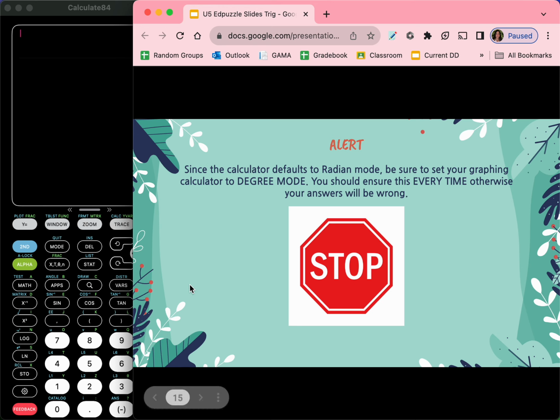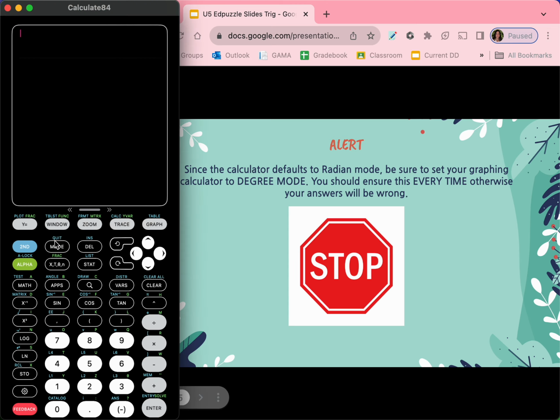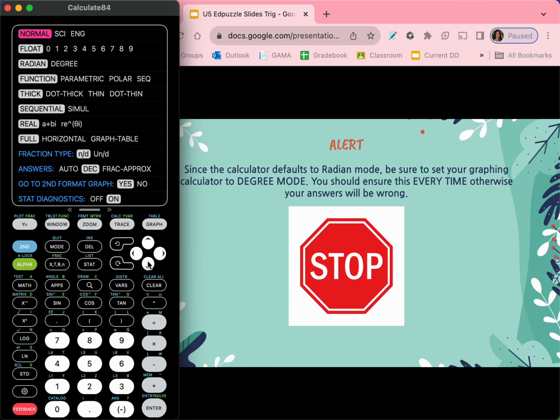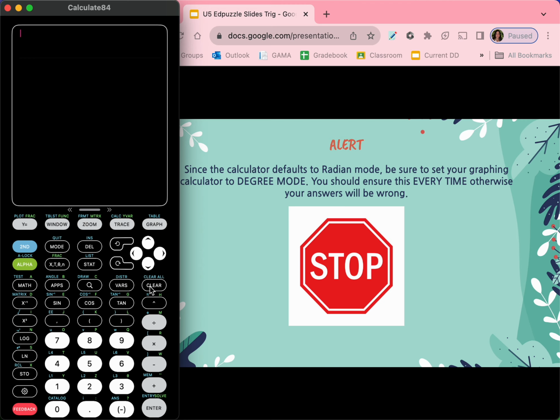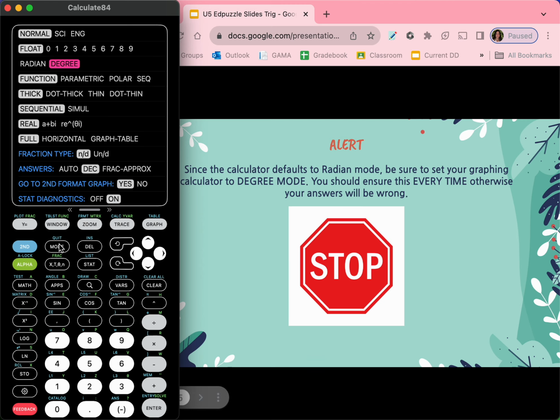So what you need to do is click the mode button. If you have a graphing calculator, it should look something like this, where you have these similar buttons. You should have a mode button. You click mode and scroll down, and you can see this calculator is defaulted to radian. That is very bad. So you need to bring this arrow over and hit enter on degree, and then you can click clear. And again, double check every single time that your calculator is on degree mode.